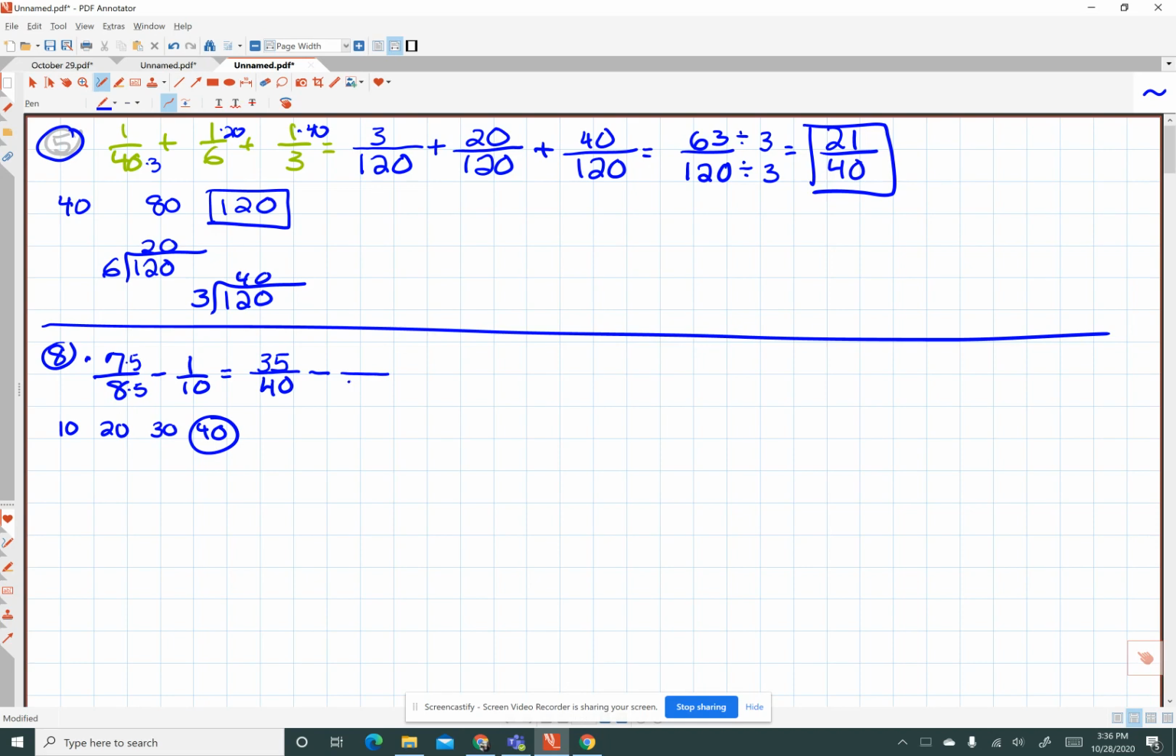Minus 10 times 4 is 40. 1 times 4 is 4. The new denominator of 40, 35 minus 4 is 31/40, and that is a final simplified answer.